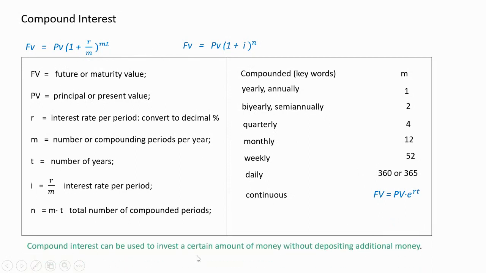Compound interest can be used to invest a certain amount of money without depositing additional money. Hey, guys, this formula here, how do we use it? Let me show you a quick example, so maybe it can relate to you. Say that I have some extra money here at my house, like $10,000 just in cash, and I want to make a little bit of extra money.